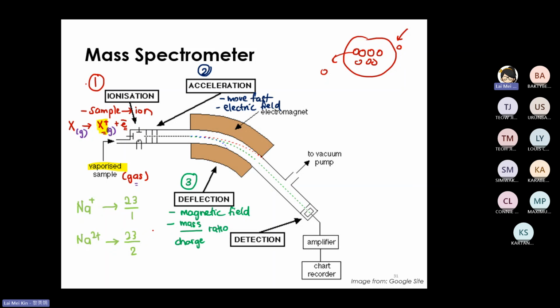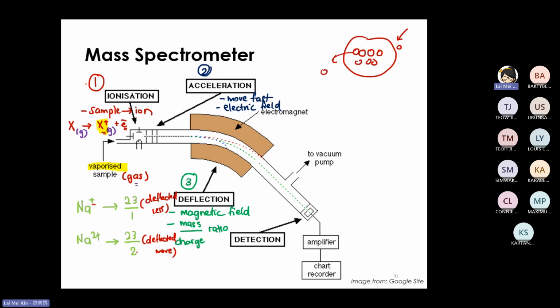It will be deflected easily, okay? So this will be deflected more, and this will be deflected less. That is why deflection is according to mass over charge ratio. Even though 99% of the time it will produce a positive 1 charge, once in a blue moon, there is an accident, and they will produce 2 positive. So always double check, okay, what is the charge being produced?